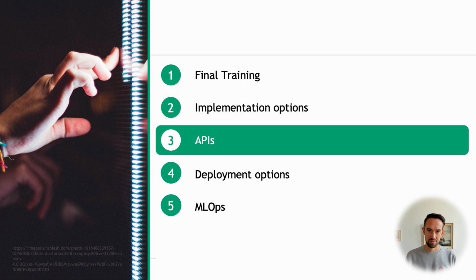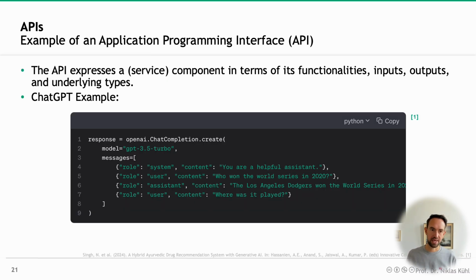Now, API is a term that comes from software engineering originally, and it stands for Application Programming Interface. And the idea of an API is that it expresses a component, so a function, a program, in some cases also a machine learning model, in terms of its functionalities, its inputs and its outputs, and the expected underlying types, right? If you recall, like the Python basics, which is the data type? Is that a float? Is that a string? And so on. So it's the interface so that other components can work with it.